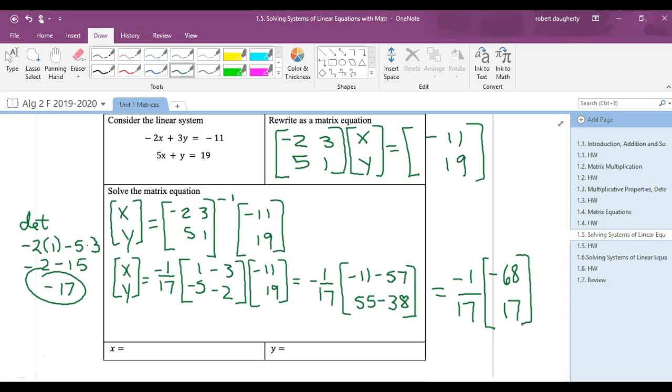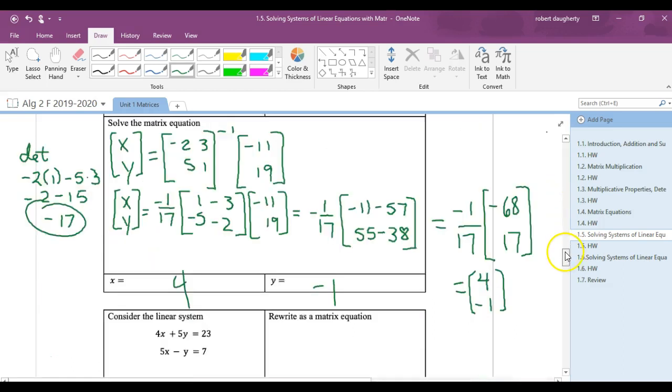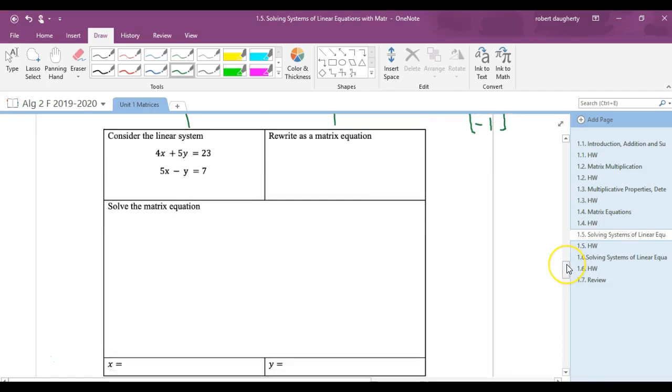And what is negative 68 divided by negative 17? 4. Okay. And what is 17 divided by negative 17? Negative 1. So here x is equal to 4, and y is equal to negative 1. Okay? So this shouldn't feel too much different than what we saw before.